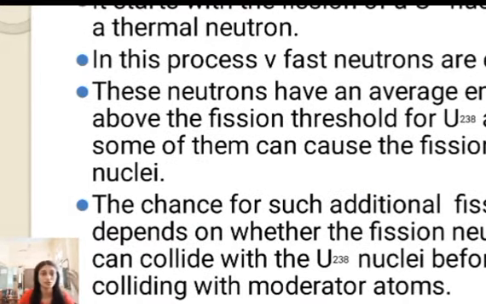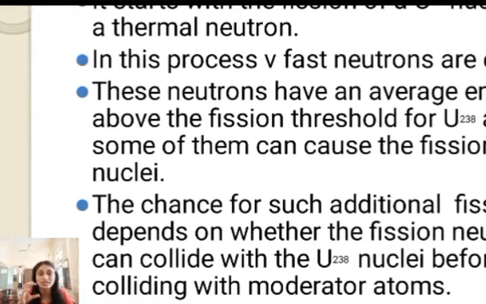Now these new fast neutrons which are emitted have an average energy above the fission threshold for uranium-238. That means, as we have said that thermal neutrons can cause fission of uranium-235, in a similar way fast neutrons are capable of causing nuclear fission of uranium-238, and some of the new fast neutrons emitted in nuclear fission reaction cause the fission of uranium-238 nucleus.